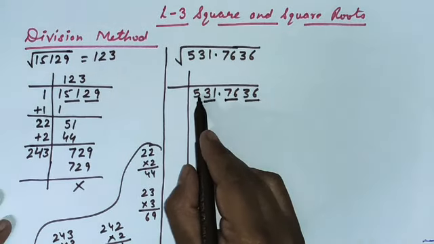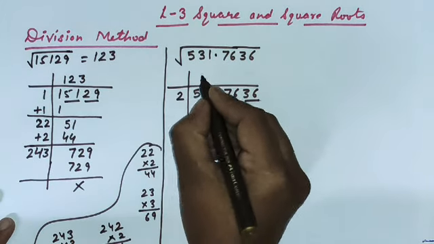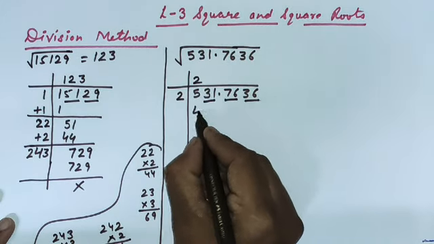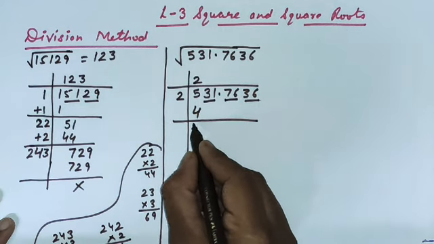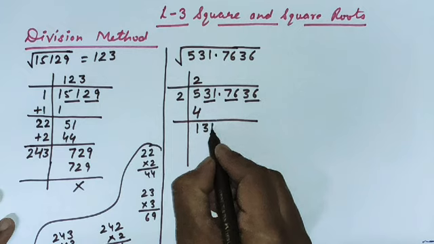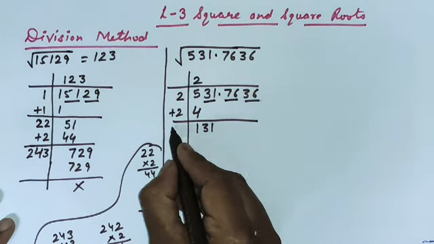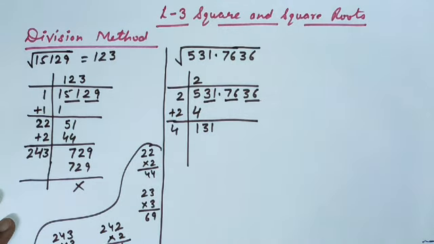Now I want to divide 5. I know the square of 2 is 4. So 2 here, another 2 here, 2 2s are 4. 5 minus 4 is 1. I will carry the next pair, which is 31. This 2 I will add here. So 2 plus 2, it becomes 4.